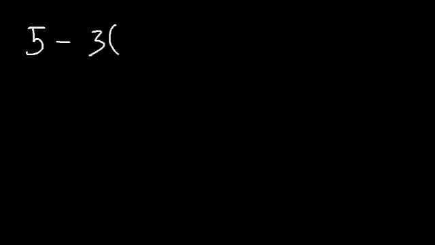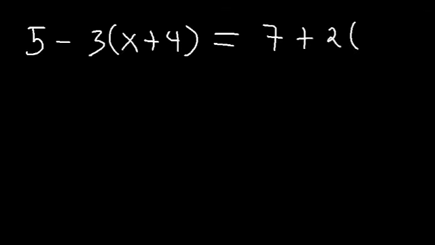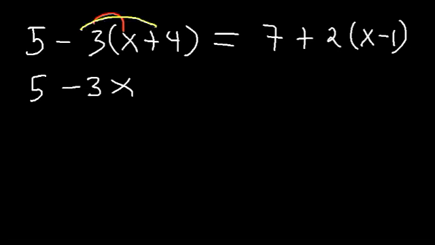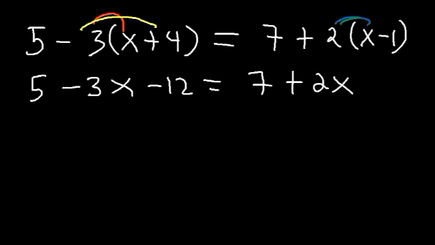5 minus 3 times x plus 4 equals 7 plus 2 times x minus 1. So in this particular example, let's distribute the negative 3 and the 2 first. So negative 3 times x is simply negative 3x. And negative 3 times 4 is negative 12. Now let's distribute the 2 on the right side. 2 times x is 2x. And 2 times negative 1 is negative 2.